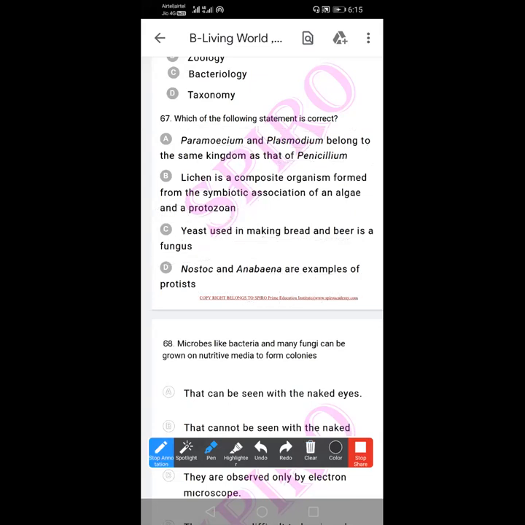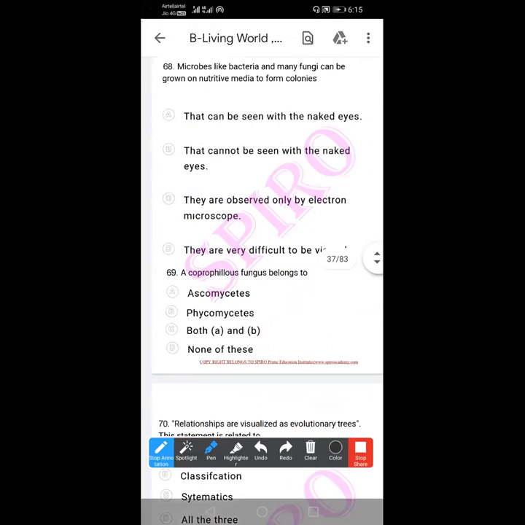So going to the next question, question number 68. Microbes like bacteria and many fungi can be grown on nutritive media to form colonies. So dear student, we can see the colonies when we grow particular bacteria or fungi in a petri dish. We are able to see these colonies visually. So these can be seen with the naked eyes.